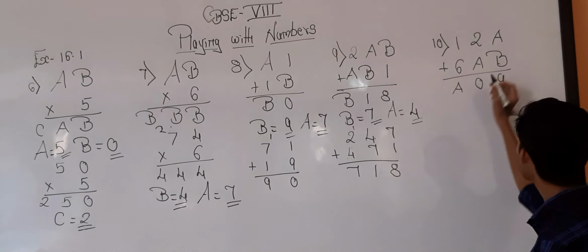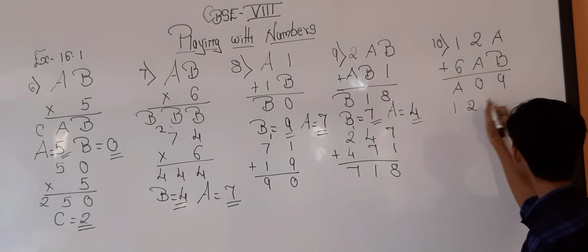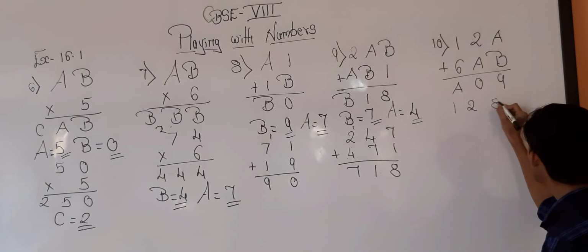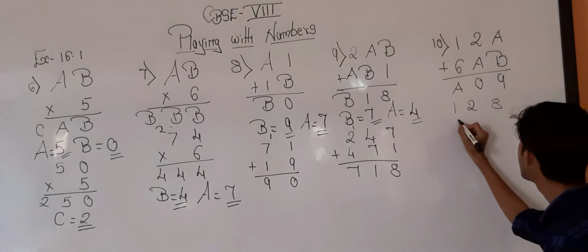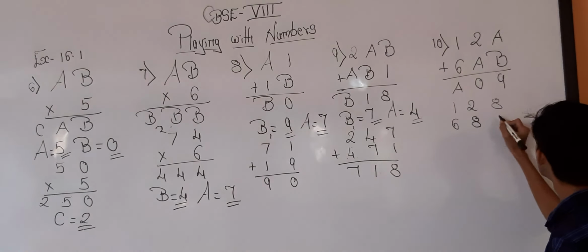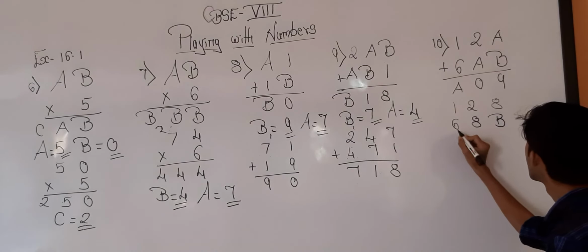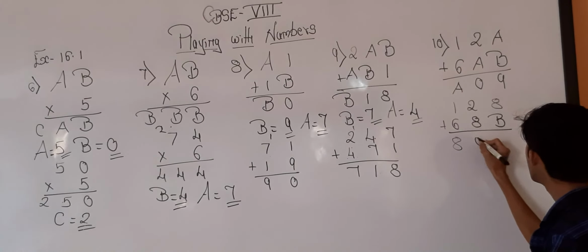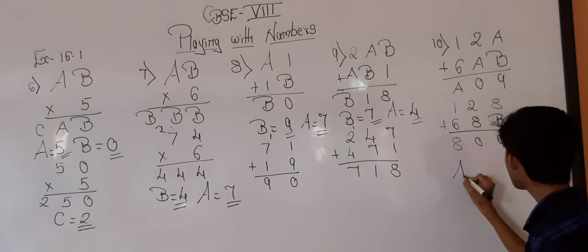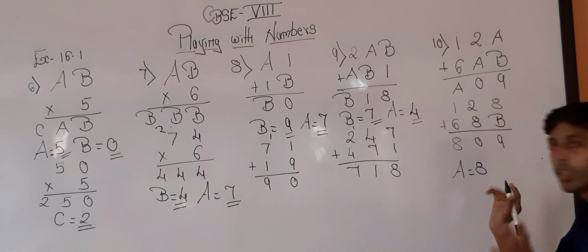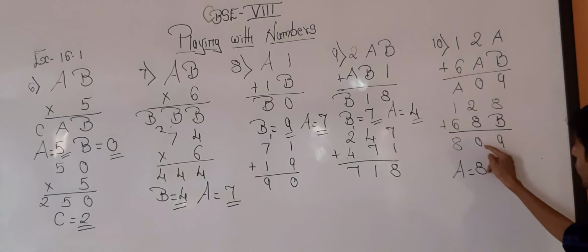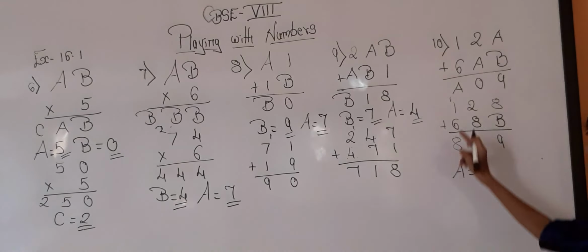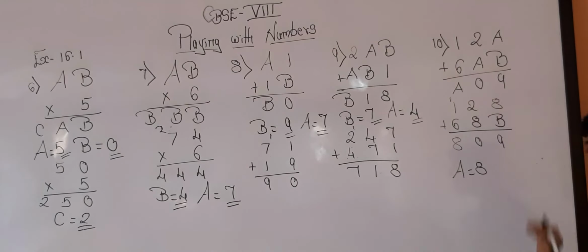So I am writing over here 2A. So 10 minus 2, 8. That means my value of A will be equal to 8 over here. So 6, 8, B. And the value of A is 8 over here, 0, over here 9. So my value of A will be equal to 8. Now see over here. 8 plus 2, 10. 0. 1 is being carried. 1 plus 1, 2. 2 plus 6, 8. So my 8 is correct over here.